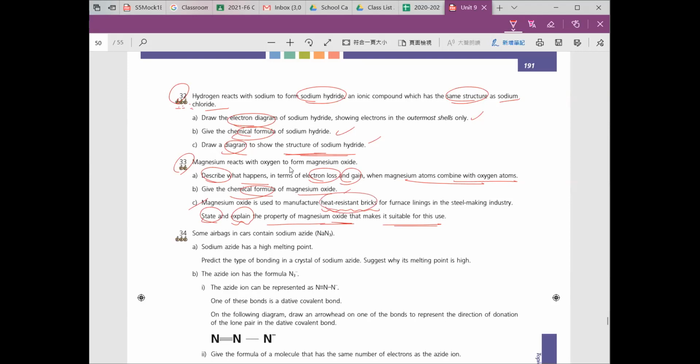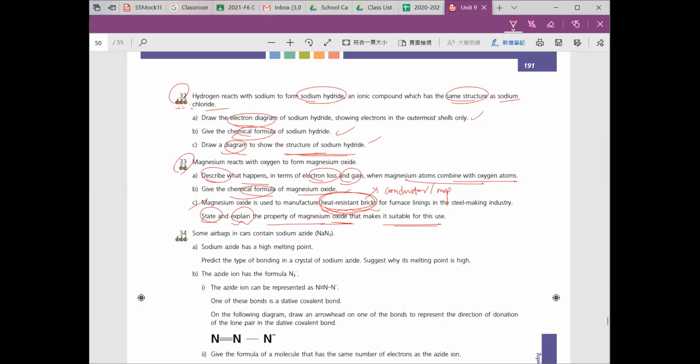If you want to tell the property of heat resistant bricks, what is the property we are going to mention? Heat conductor? High melting point? Somebody will say high melting point. What is meant by heat resistant bricks? So what is the use? What is the use for the furnace linings in the steel making industry? Can you get what will happen?